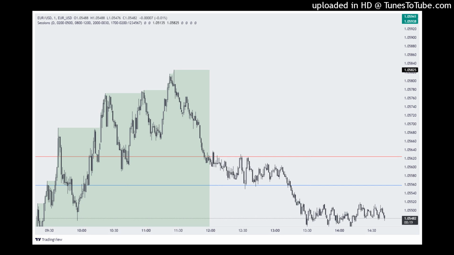On gold, would that 1 hour rejection of the fair value gap be the entry or the candle after? Let's see. On gold, what are we dealing with? Which 1 hour fair value gap are we talking about here? This one? This one, I believe, right? Let's look at this earlier, actually.